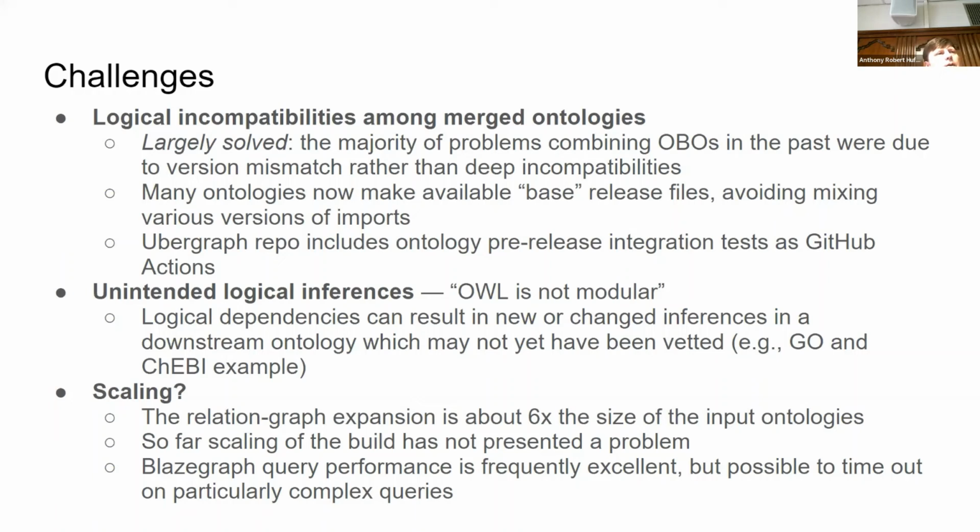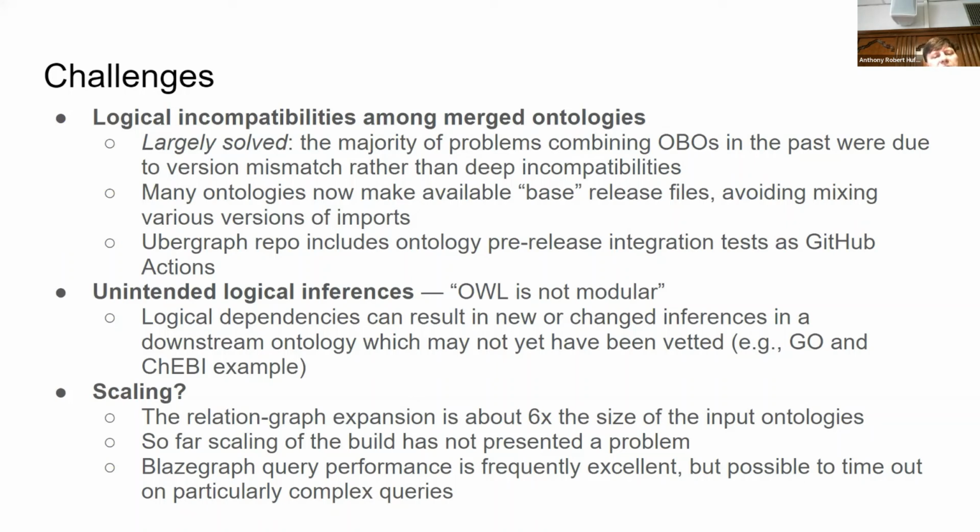So if you're working with Go and you use the base file, then to get the full reasoning, you also need to provide ChEBI, because the piece of ChEBI they're referencing is not included in that file. So they're meant for combining. And Ubergraph itself has some integration tests where it checks out several of the most tightly coupled ontologies from source and builds them every day before they make releases. So it's easier to point out, you guys need to fix this before the next release because there's some incompatibility that's come up. And so that's working really well.